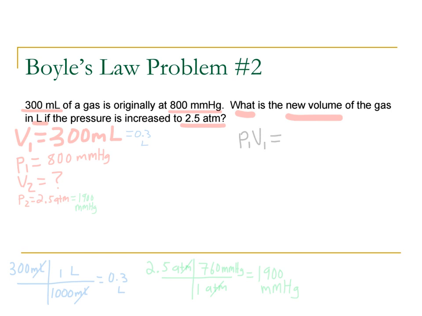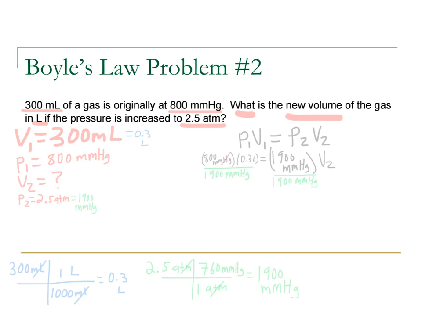And so now I'll write down the equation. This is Boyle's law for whenever I have pressures and volumes changing. And I'll just plug in the numbers and units that I now have over on the left there that I'm keeping track of. So my original pressure was 800. My original volume is 0.3. And my new pressure is 1,900 millimeters of mercury. What's the new volume?